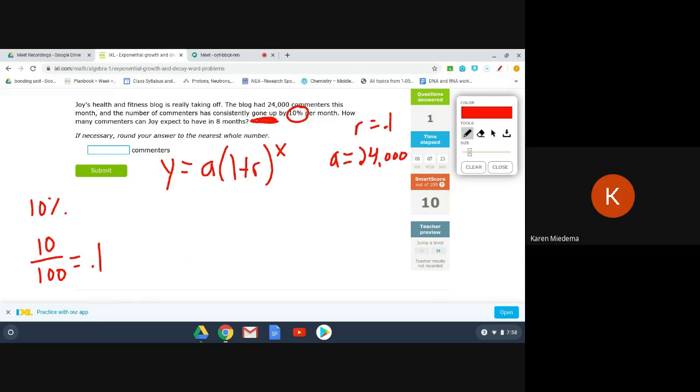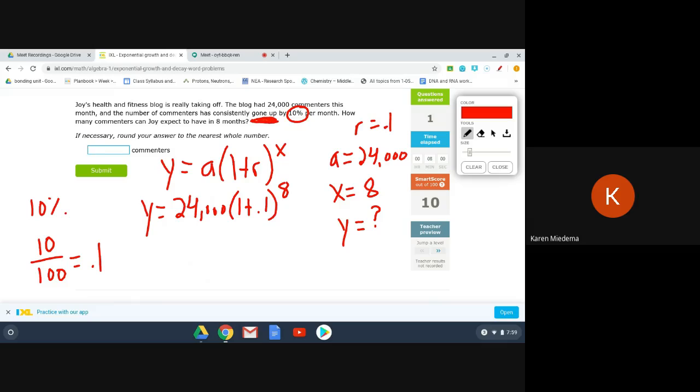How many commenters, so we don't know the total, can Joy expect to have in 8 months? x is always some kind of time interval, in this case months. And again, we don't know what the total is. That's what we're solving for. So we have y, which is what we're solving for, equals 24,000 times 1 plus 0.1 raised to the 8th power.